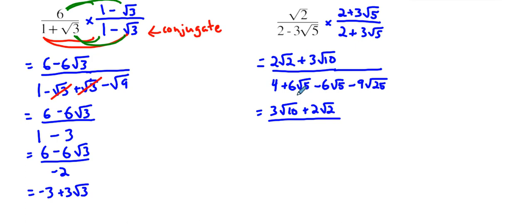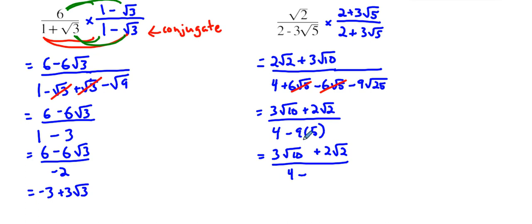There it is. In the denominator, we notice, just like last time, as predicted, those middle terms cancel. And the conjugate did that for us, which is great. I have 4, and I'm going to have negative 9 times 5, because of the square root of 25. So I have 3 root 10 plus 2 root 2 all over 4 minus 45. And so I'm going to have 3 root 10 plus 2 root 2 all over negative 41.